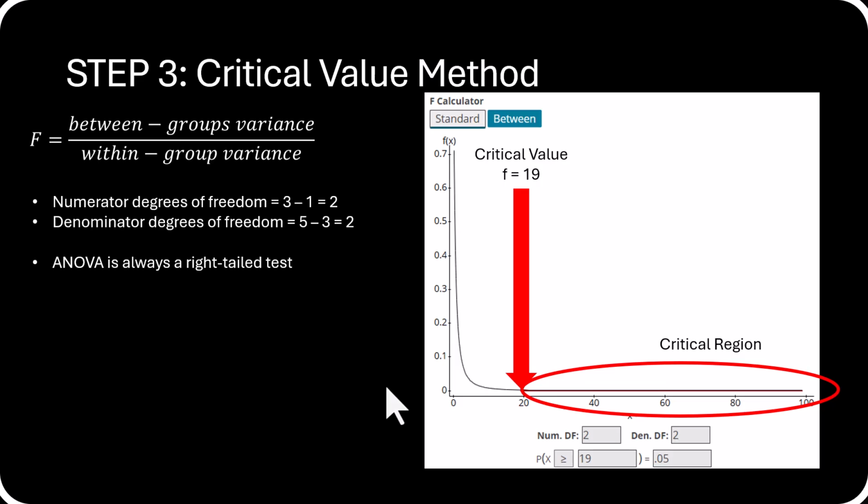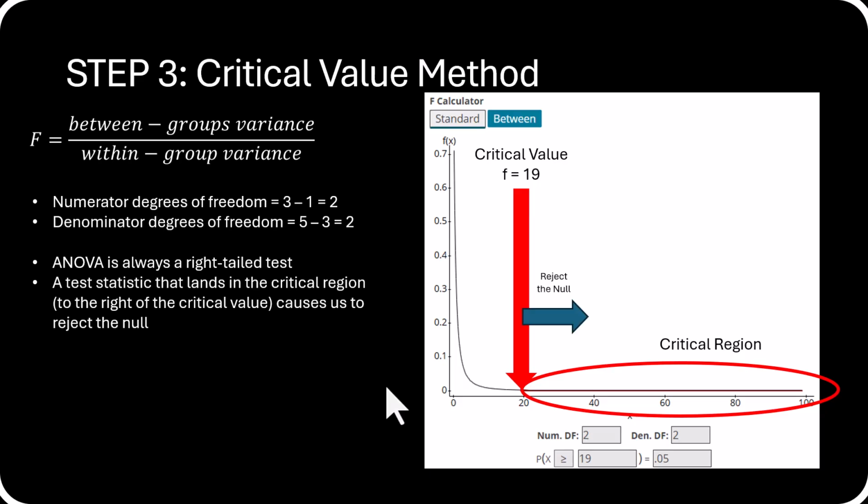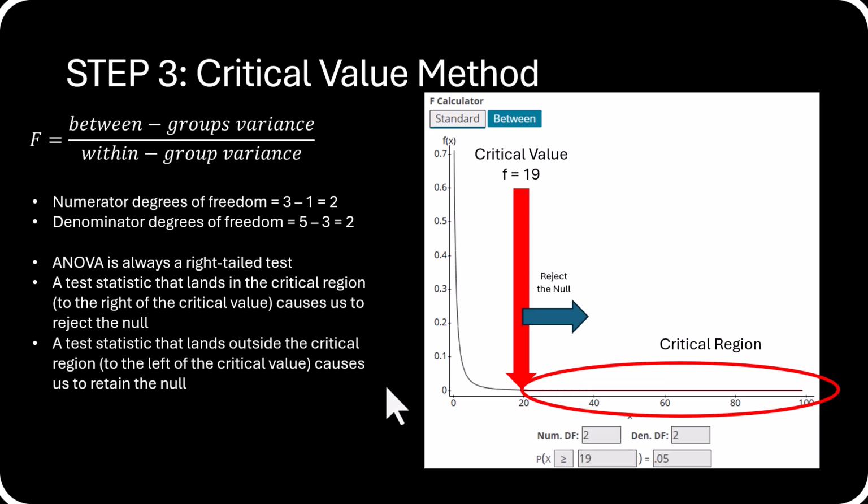And that's because, again, ANOVA is always a right-tailed test. So the critical region is always going to be to the right of the critical value. So anything to the right of F equals 19 is going to lead us to reject the null. Because remember, if this F statistic lands inside the critical region, we reject the null. Conversely, if it lands outside of the critical region, we will retain the null.